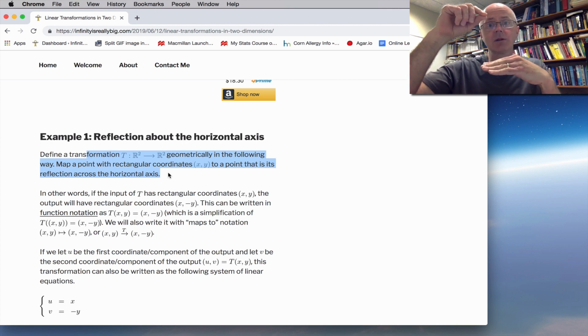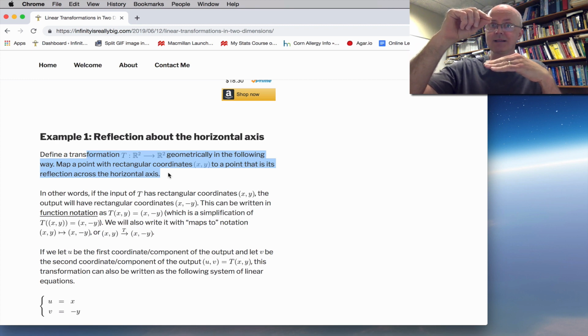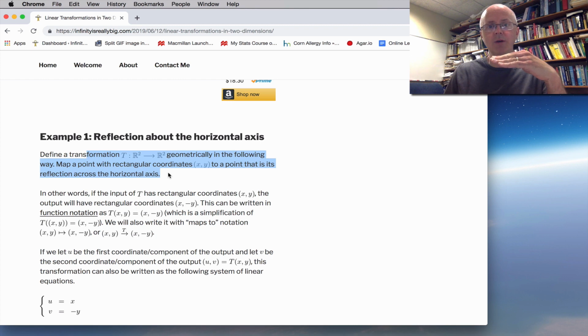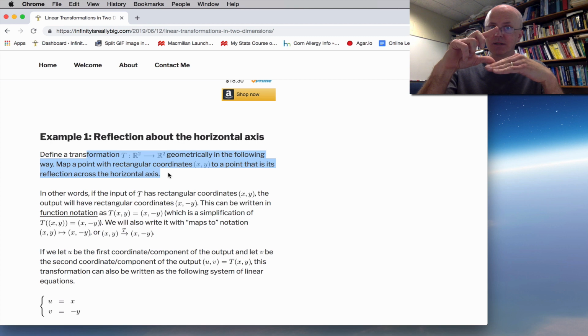So if the point starts out above the horizontal x-axis, its y-coordinate is positive, it's going to get mapped to a point whose y-coordinate is negative, below the horizontal x-axis. It's the reflection, so that point below is directly below that starting point, and it's the same distance from the horizontal x-axis as the starting point. This also means that if the point starts out below the horizontal x-axis, it gets mapped above it.